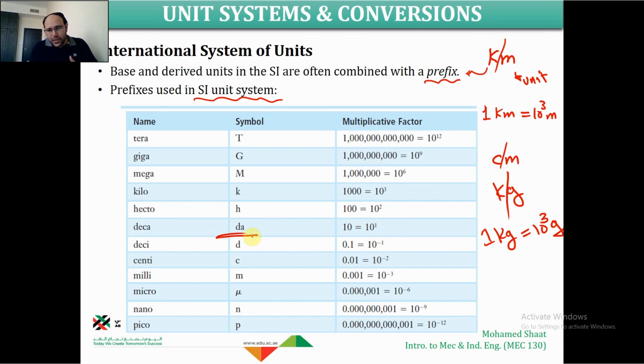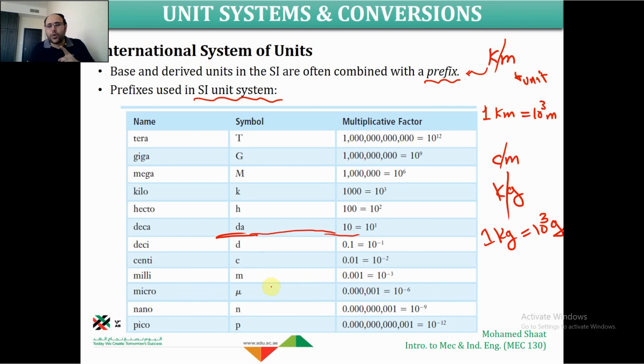So as you can see, starting from this line, the exponent became negative. Negative indicates a smaller value. Like for example, the centimeter is smaller than 1 meter, but the kilometer is bigger than 1 meter. So if the exponent is positive, this indicates a bigger value. If it is negative, it indicates a smaller value. Like the centi, it is 10 to the power negative 2. The common unit for the centi is centimeter. It is 10 to the power negative 2 of meter.